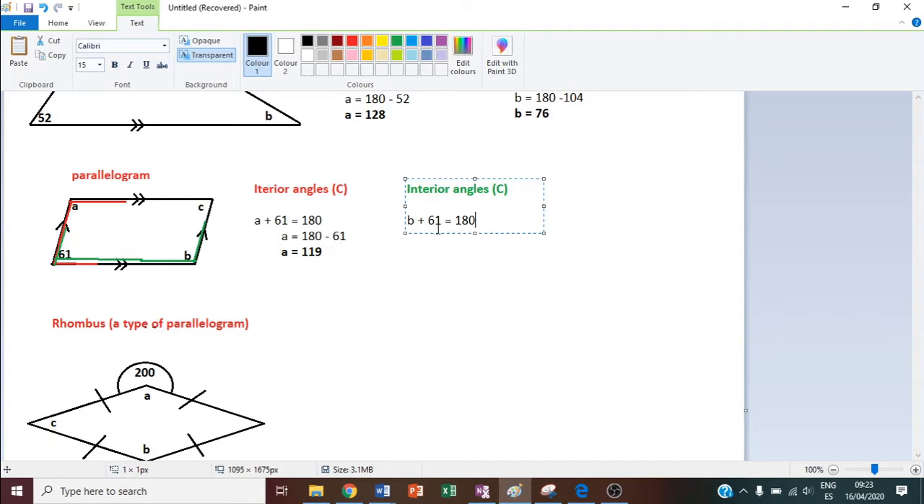Right? I don't really need to work this out again. I already know that if A plus 61 makes 180, that means A is 119. Same thing as B. So I'm just going to go ahead and jump down to that answer. B is equal to 119. Okay? Now we're just left with C then.